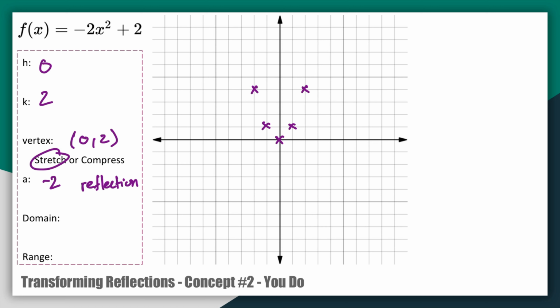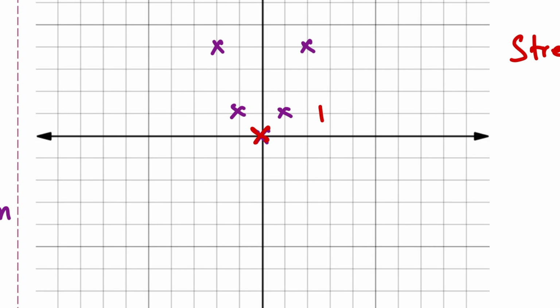And I'm going to do the a value first. So here we go. This was our parent function. And then in red, we have our a value. Sorry, let me do that differently. We have our stretch and our reflection. Now we do it for the vertex, where it just stays where it is, right? Because -2 times 0 is just 0. Now these values are at 1 and 4.